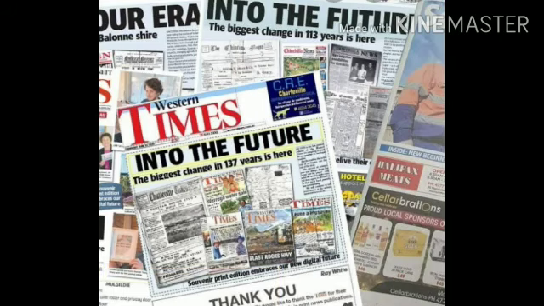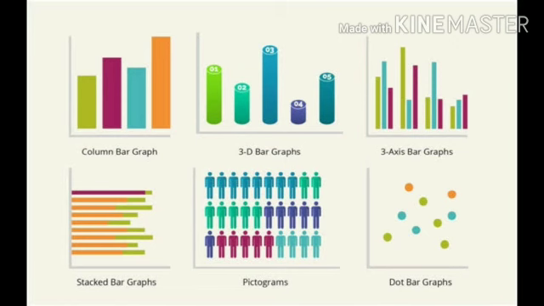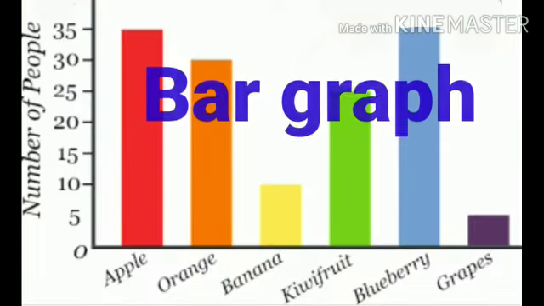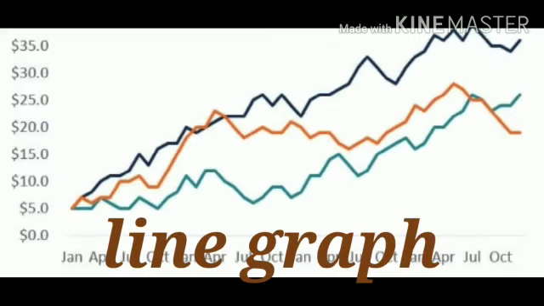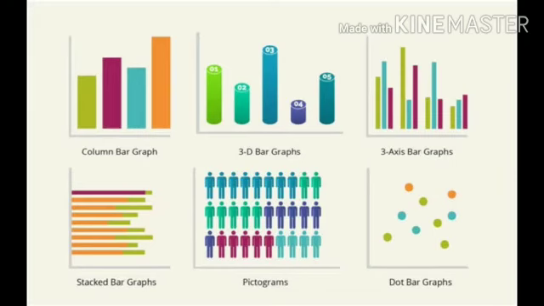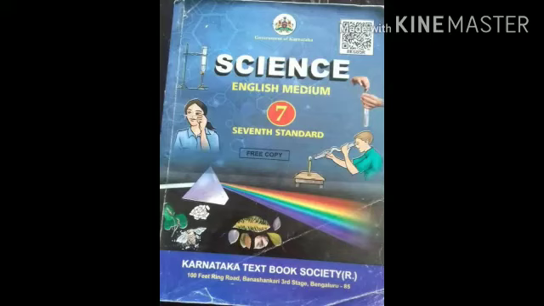Dear students, you might have seen that newspapers, magazines, etc. present information in various forms of graphs to make it interesting. There are different types of graphs such as bar graph, pie chart, line graph, etc. Okay, my dear students, we shall learn different kinds of graphs in our regular classes. Until then, you can go through the textbook and imagine.